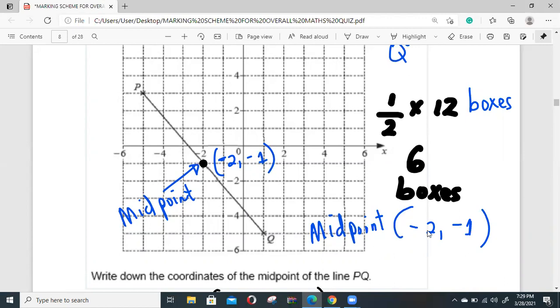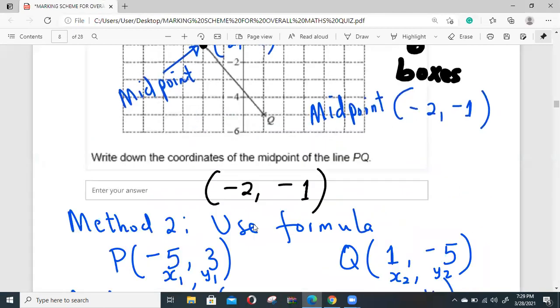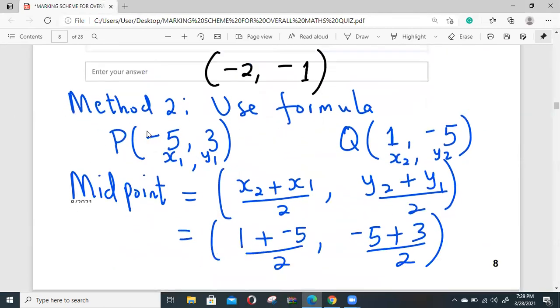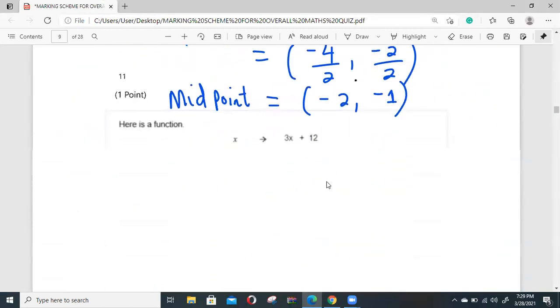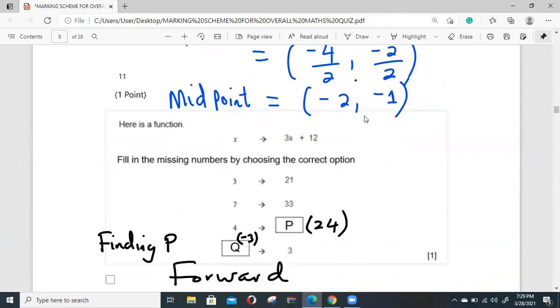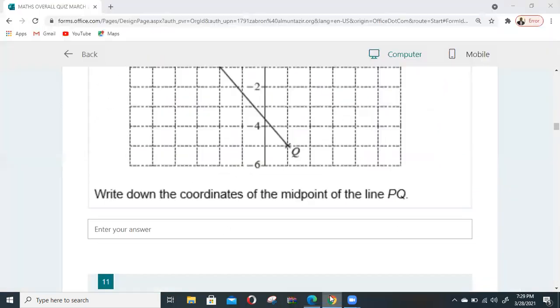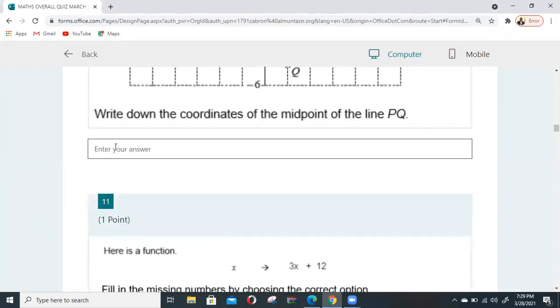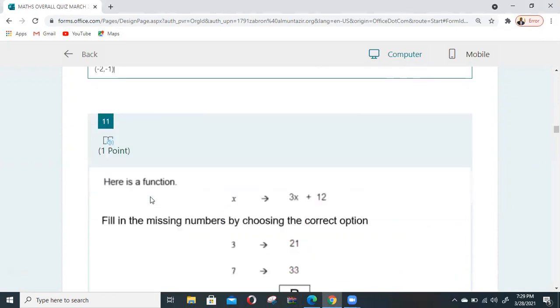Okay, so the midpoint is located at (-2, -1). And method 2, using the formula, you also get the same, (-2, -1). Now, how do we write the answer here? The question is enter your answer here. So you need to write (-2, -1). That is your answer. And remember to put brackets because these are coordinates, okay?